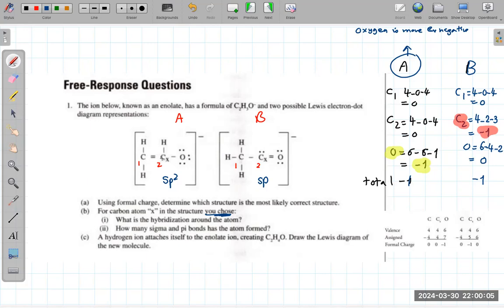And hydrogen ion attaches itself to the enolate ion to form C2H3OH or C2H4O. Draw the Lewis diagram of the new molecule.